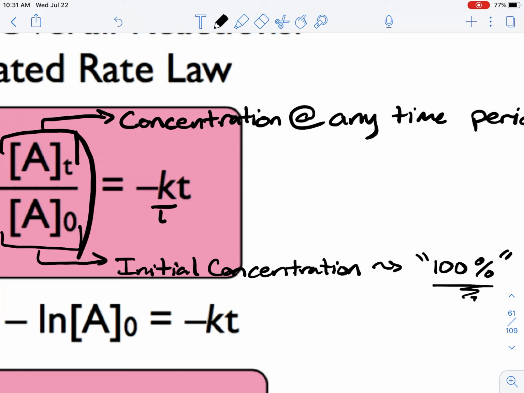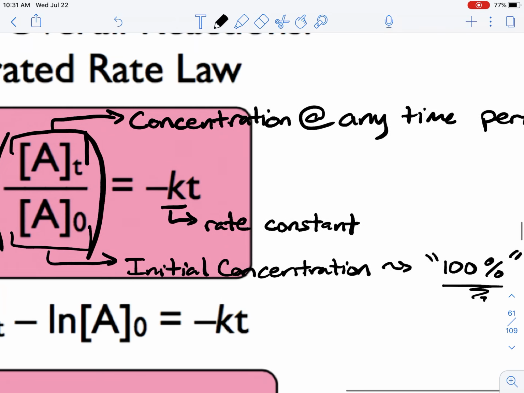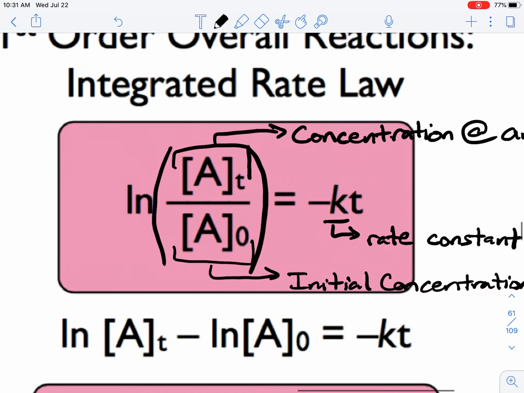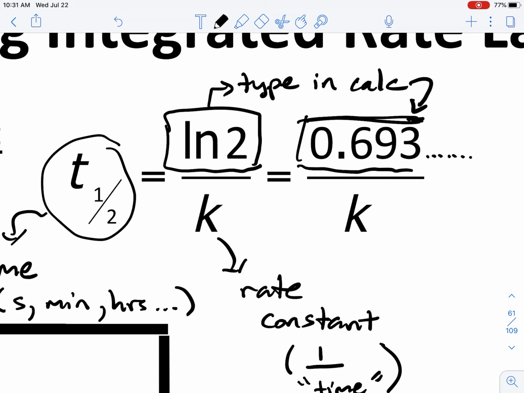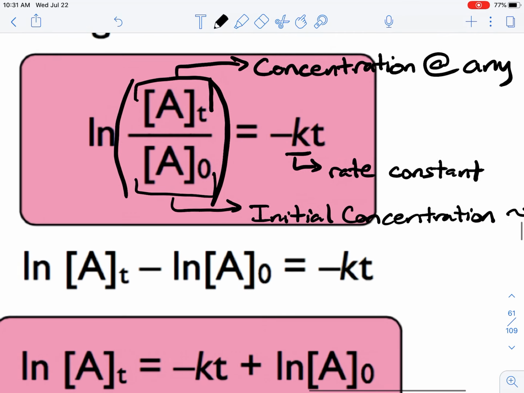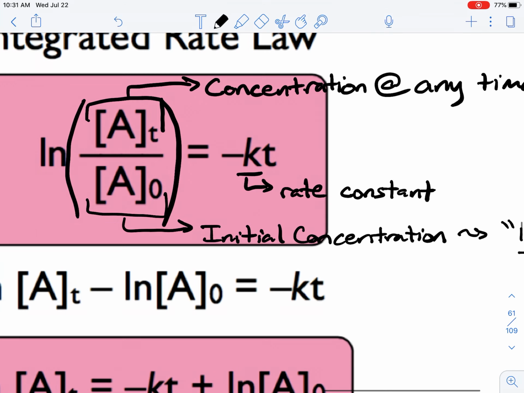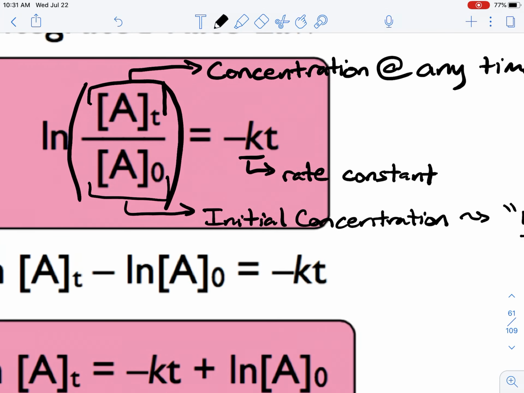So K is going to once again represent the rate constant. So notice how the rate constant K is found in the integrated rate law as well as the half-life equation. So you guys can use the rate constant K as kind of the ambassador between both of these equations. Last but not least, we have T, which is any unit of time. And so this time is not the same as the half-life.